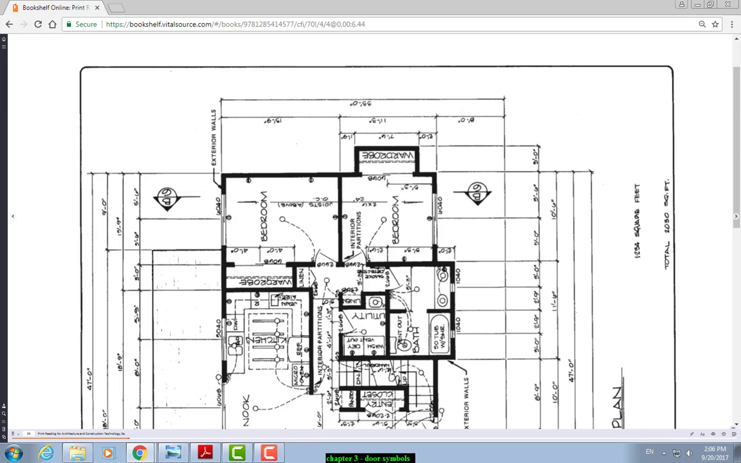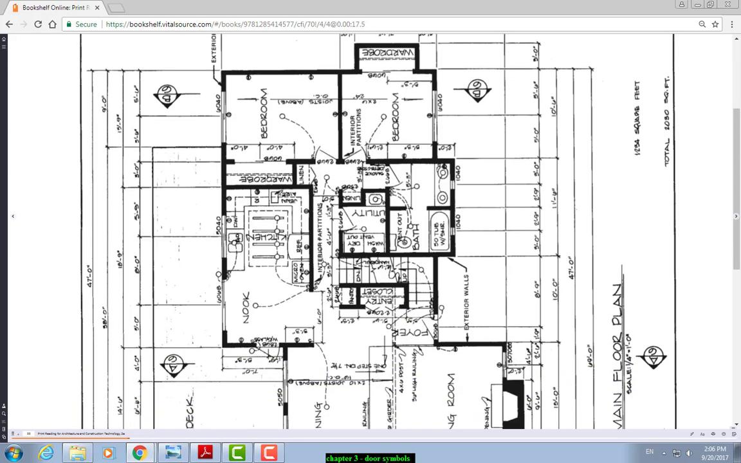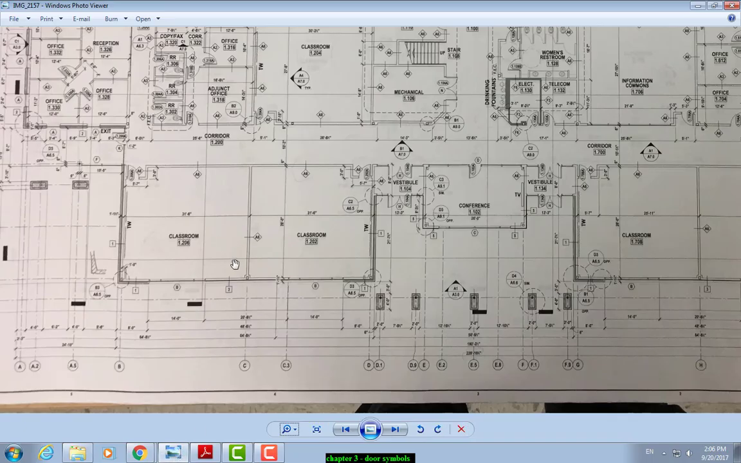Same thing with the windows. Okay, so keep that in mind. In residential, you're gonna see them like this. In commercial, more than likely, you'll see the schedule to find out the size of each door. Okay.